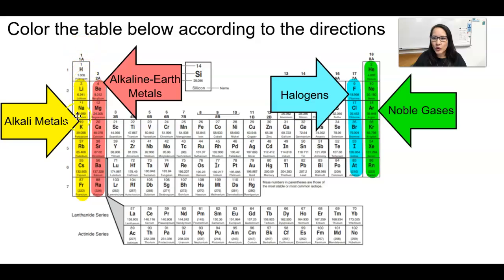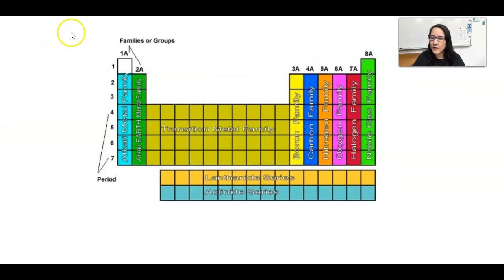So when we have group 1, this vertical column, its family name is known as the alkali metals. Group 2 is known as the alkaline earth metals. Then we're going to skip across. Group 7 is known as the halogens, and group 8 is known as the noble gases. So our vertical columns and groups are the alkali metal family, the alkaline earth metal family. This is the transition metal family or section.